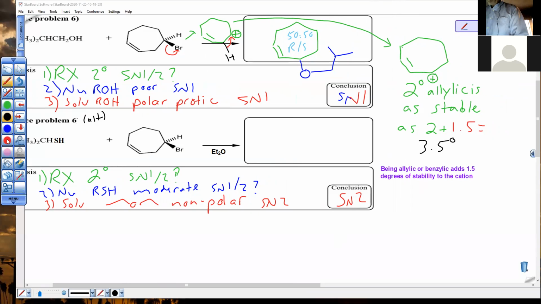Isn't resonance more important? I'm going to write that down. That's resonance right there. Equal stability. Resonance is more important than hyperconjugation.